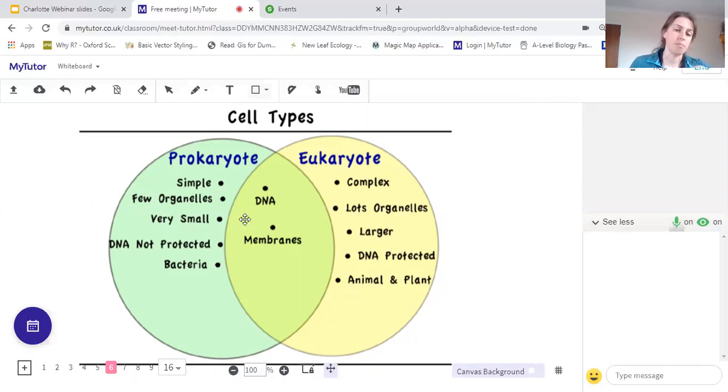Whereas in contrast to prokaryotes, bacteria are much simpler. They have few organelles. They're very small. The DNA just kind of sits there in the cytoplasm. It's not bound in a nucleus. And they're bacterial cells. That's quite a nice summary diagram.